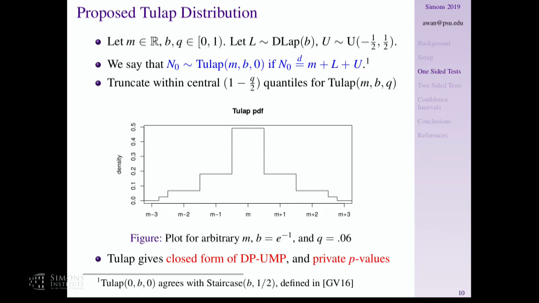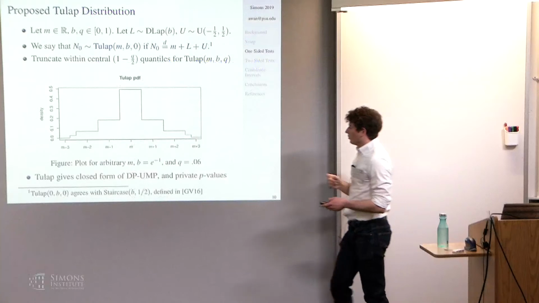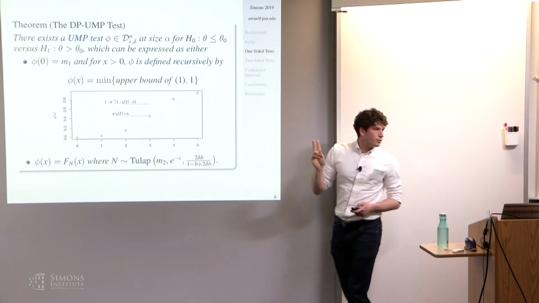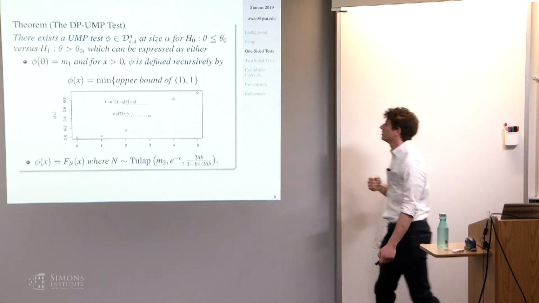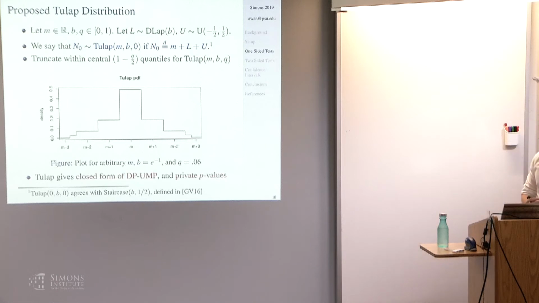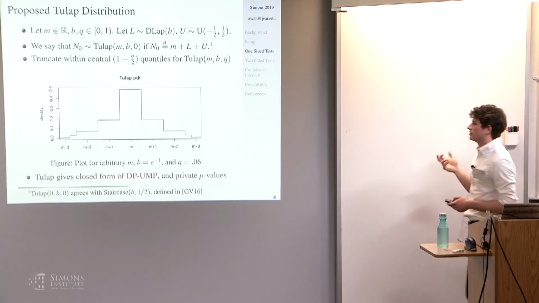And then what you get is this staircase type distribution. It's exactly the staircase. But to get the epsilon-delta guarantee, we chop off the tails at certain quantiles, where q was related to epsilon and delta. And so we call it the truncated uniform Laplace because that's how you construct it. And what this gives us is a few really nice things. First of all, it gives us a closed form for this UMP test. That's nice. But it also turns out that we're able to get p-values by using this distribution.